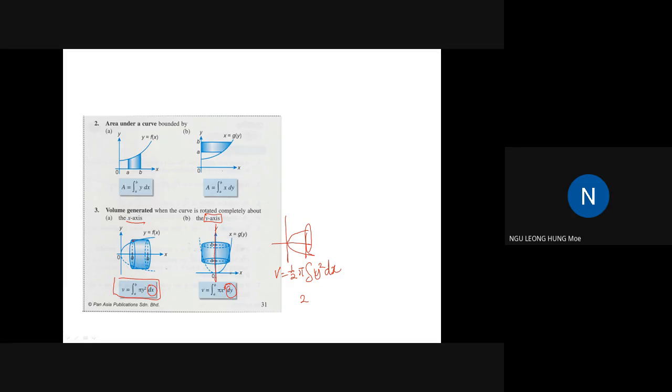And this one, area under the curve: the area is always down there, it's not up there. If we have a question like this, and you want to get this area, we have to take this one minus this one, then we get this one. Okay?